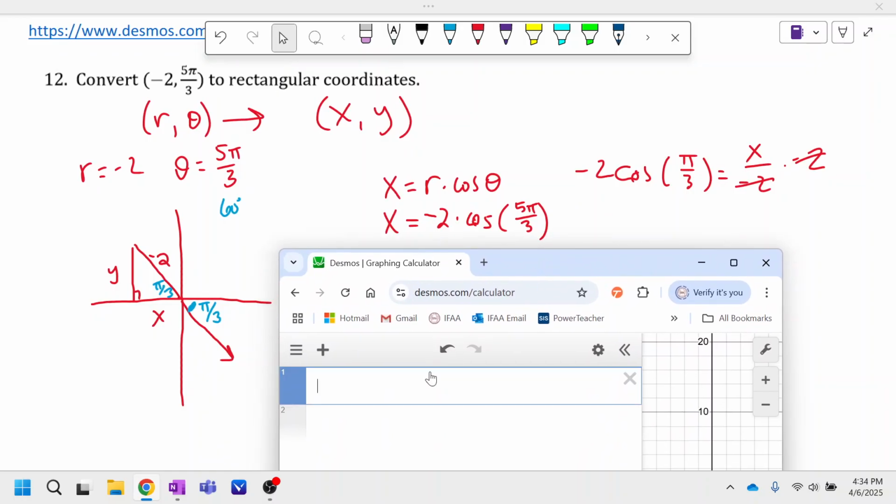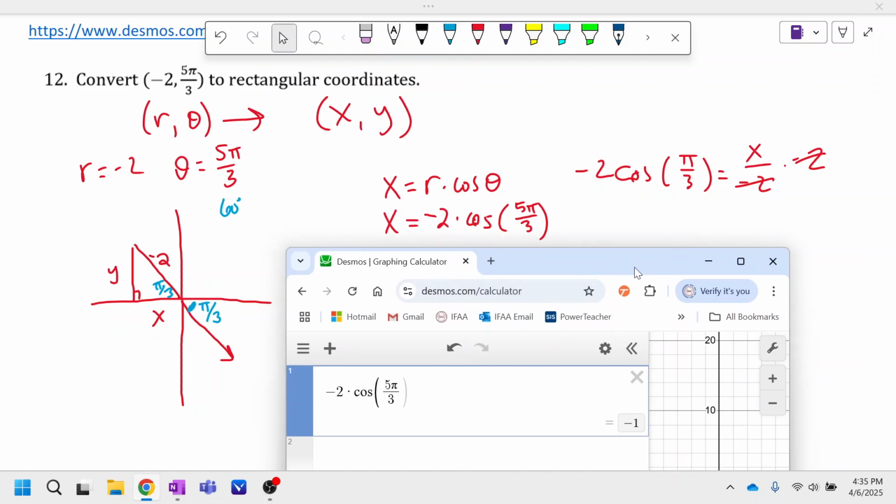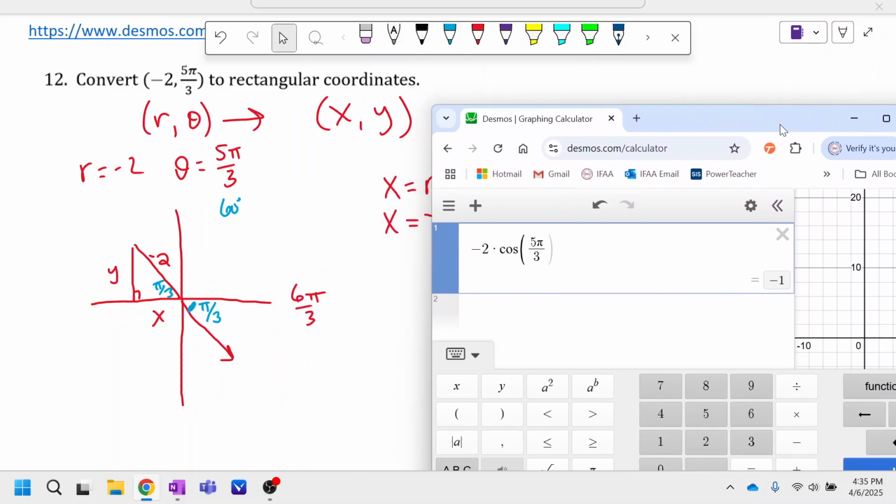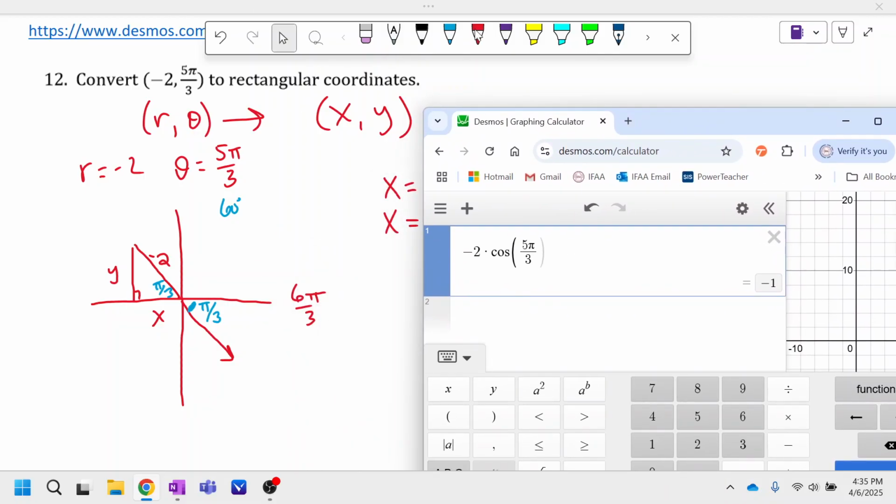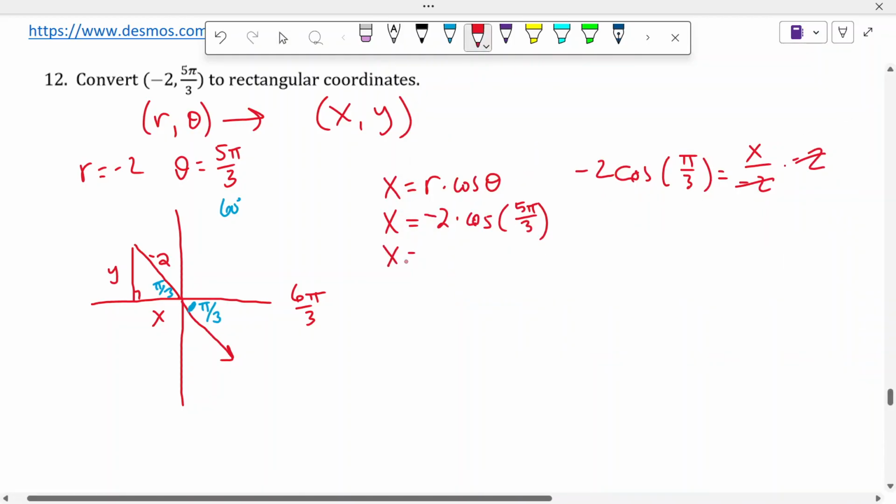There we go. So I'm going to crunch -2 times the cosine of the fraction 5 pi over 3. And that answer is -1. Okay, what did I find? Oh, I just found the x value. That's the x. Let me label that. That x is just -1.